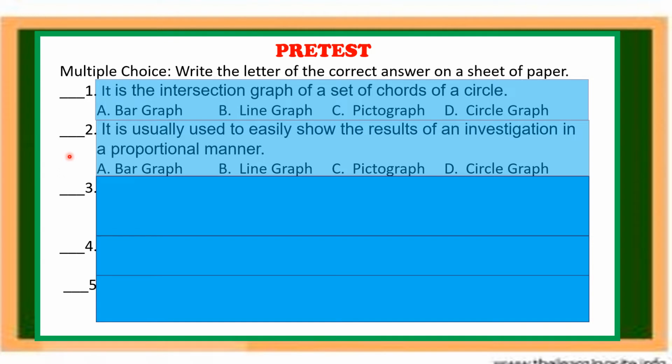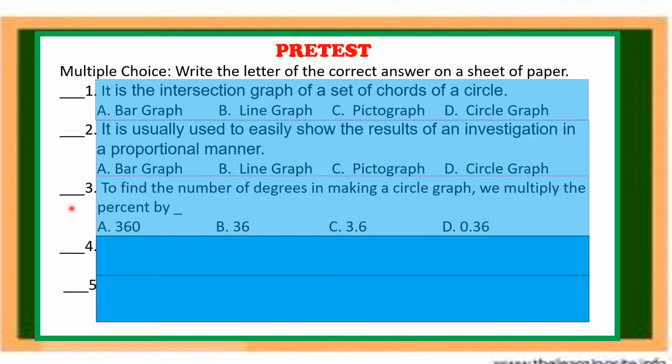Number 2. It is usually used to easily show the results of an investigation in a proportional manner. Letter A, bar graph. Letter B, line graph. Letter C, pictograph. Letter D, circle graph.